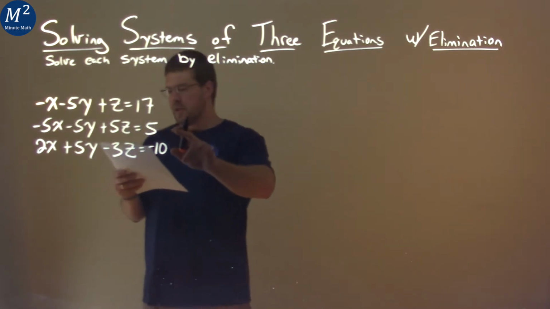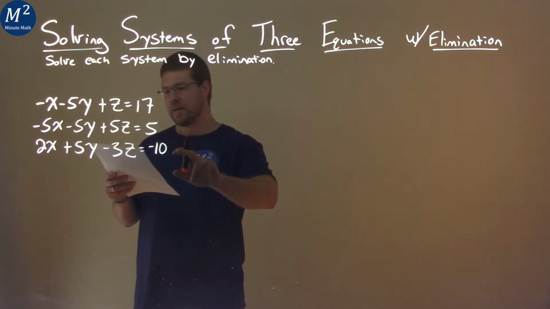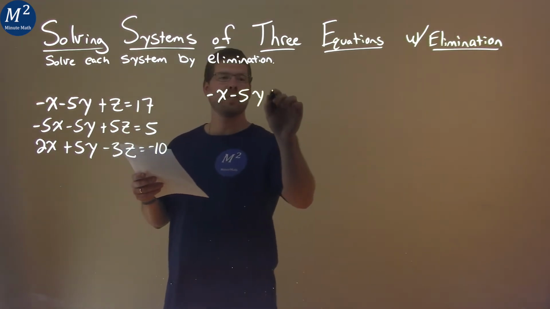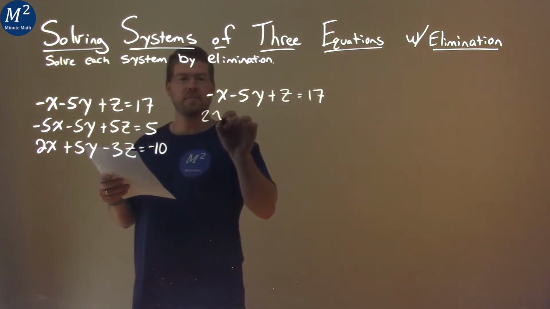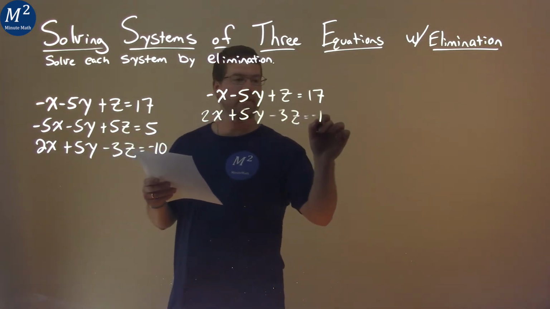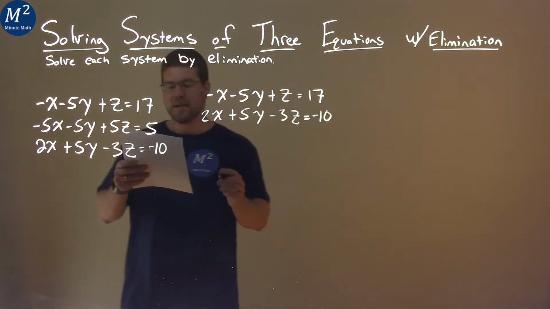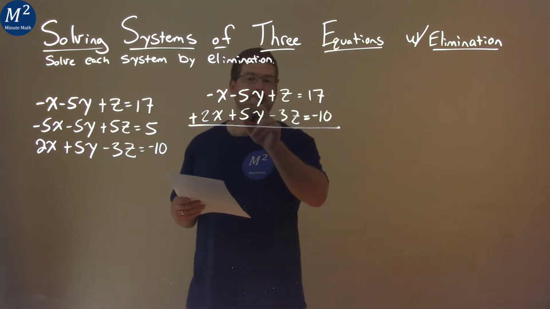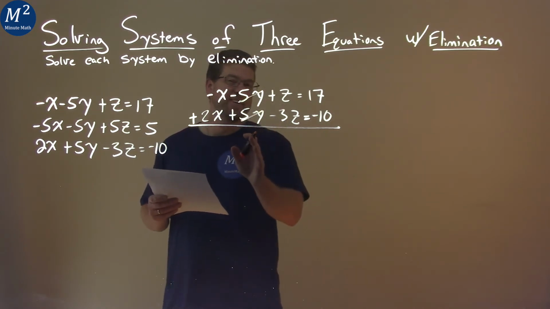Well, we try to find two equations that when we add them together, we can eliminate a variable. So if I look at my first equation and my last equation, let's rewrite that here. Negative x minus 5y plus z equals 17. And then 2x plus 5y minus 3z equals negative 10. I'm going to add these two equations together and some variable will be eliminated. That variable is the y. You can see negative 5y plus 5y cancels out to get 0.